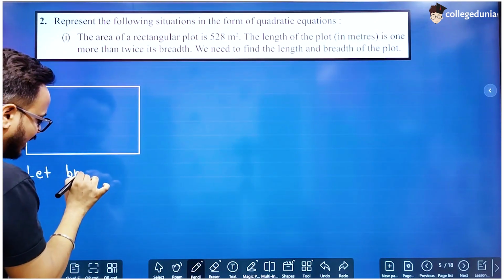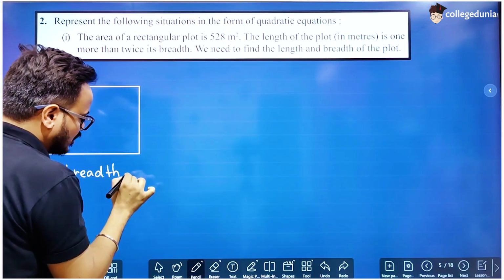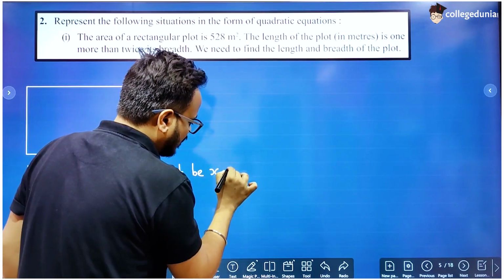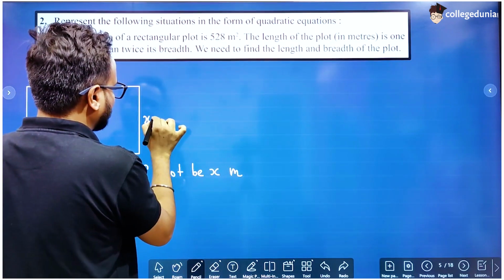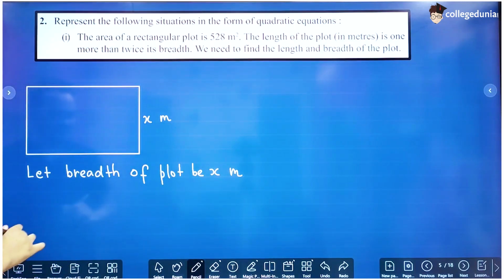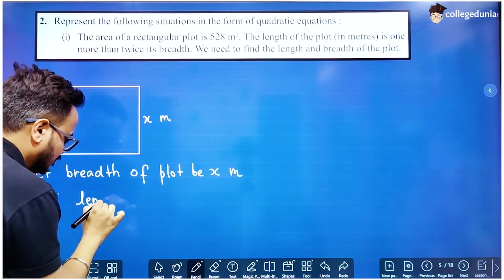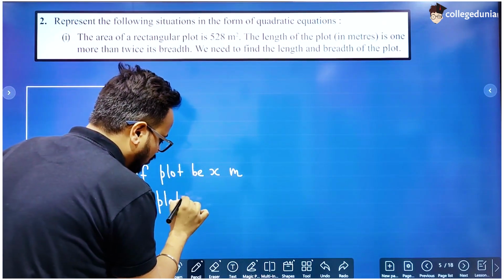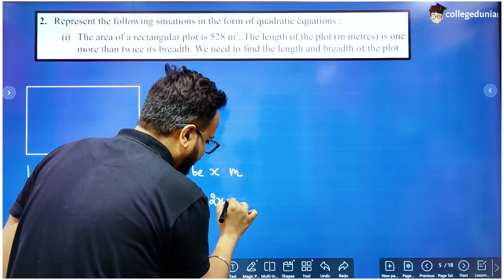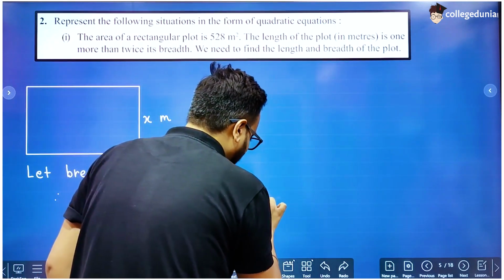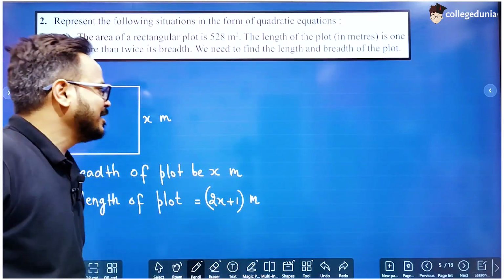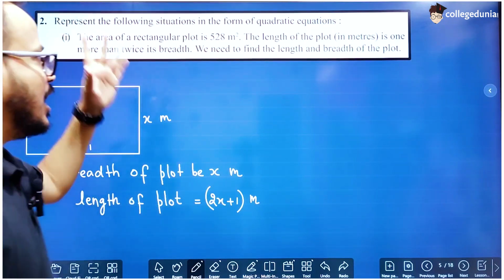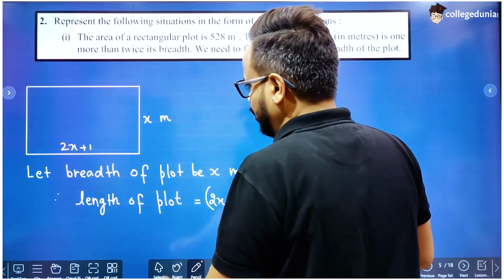So let breadth of plot be x meter. Therefore, length of plot is one more than twice the breadth. So breadth is x, so length is one more than twice the breadth. So this is 2x plus 1, and the area of the plot is 528.